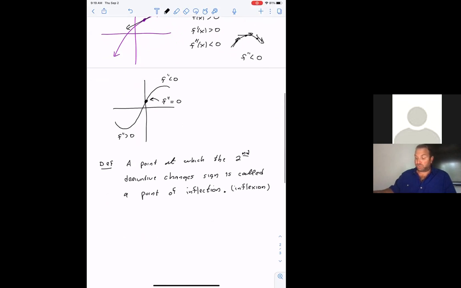So we also, just to throw in another definition, the concavity of a function is determined by the second derivative.